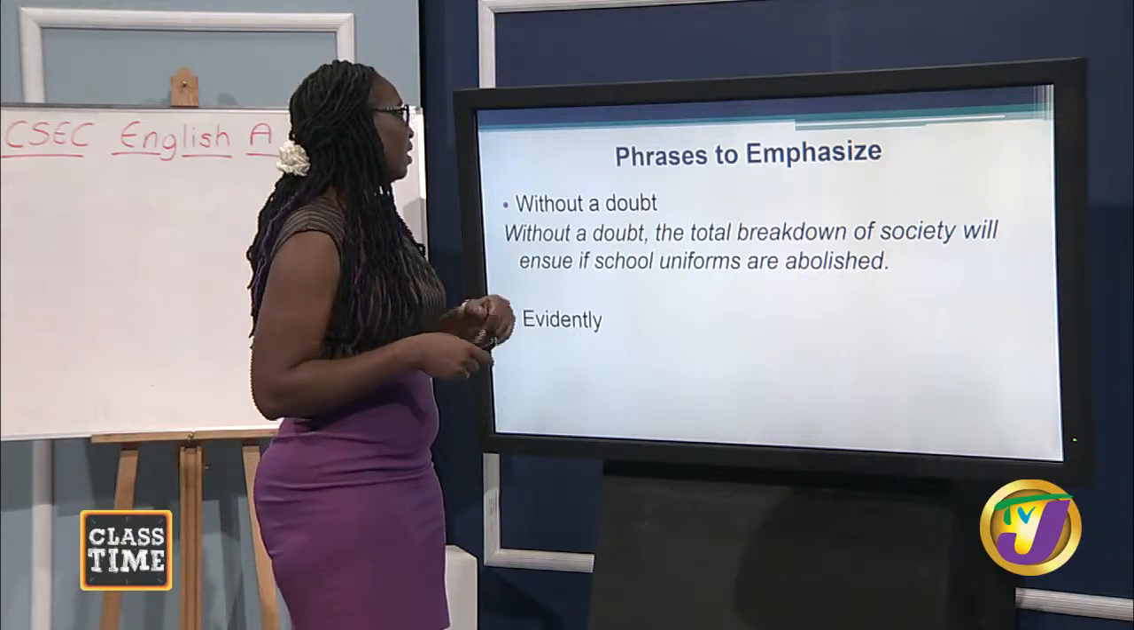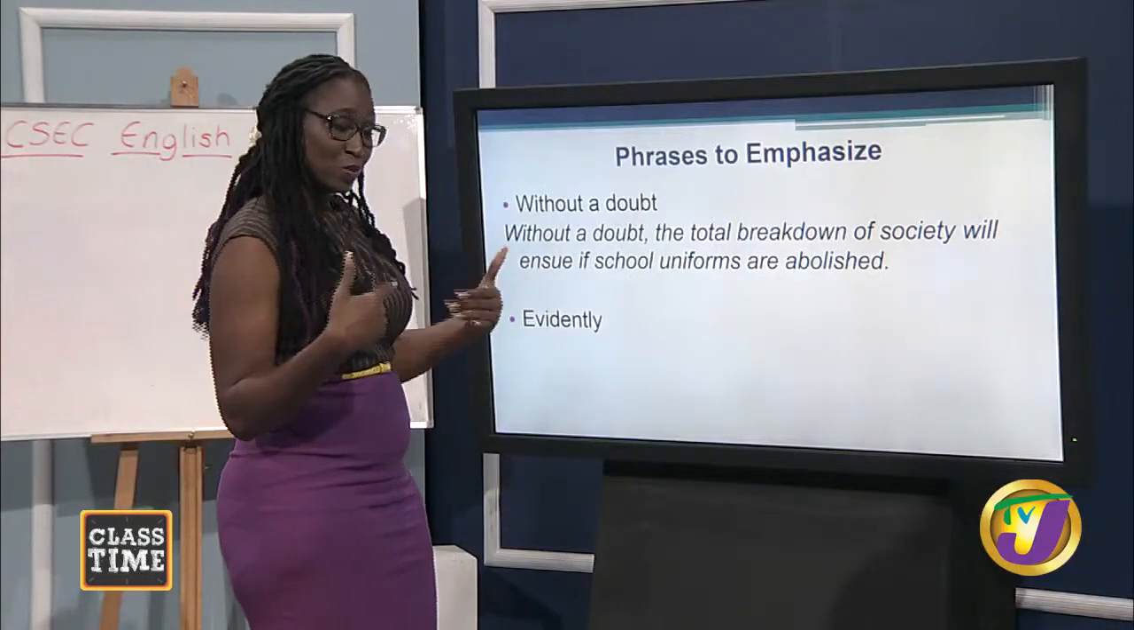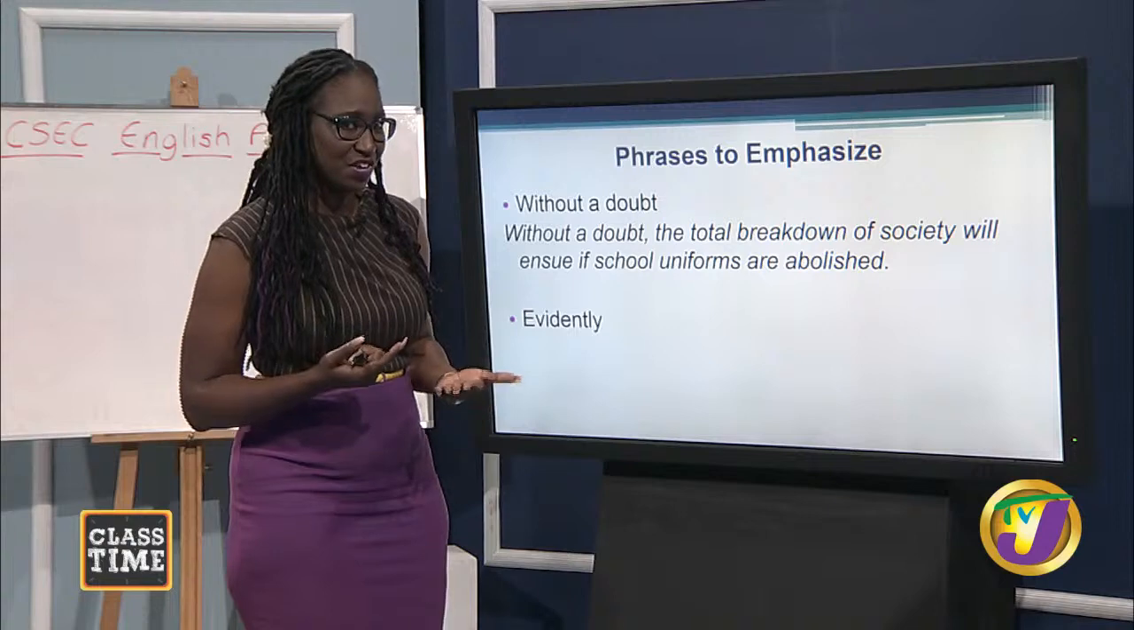So without a doubt, the total breakdown of society will ensue if school uniforms are abolished. And notice now, what you're emphasizing. Once you abolish school uniforms, what is going to happen without a doubt? Because when you say without a doubt, you're saying it's inevitable. So if you abolish school uniforms, this point is emphasizing that society as we know it will cease to exist. It will break down, total chaos and disorder, possibly people just running around doing crazy things. We don't know. But that sounds as if that's the point being emphasized here.